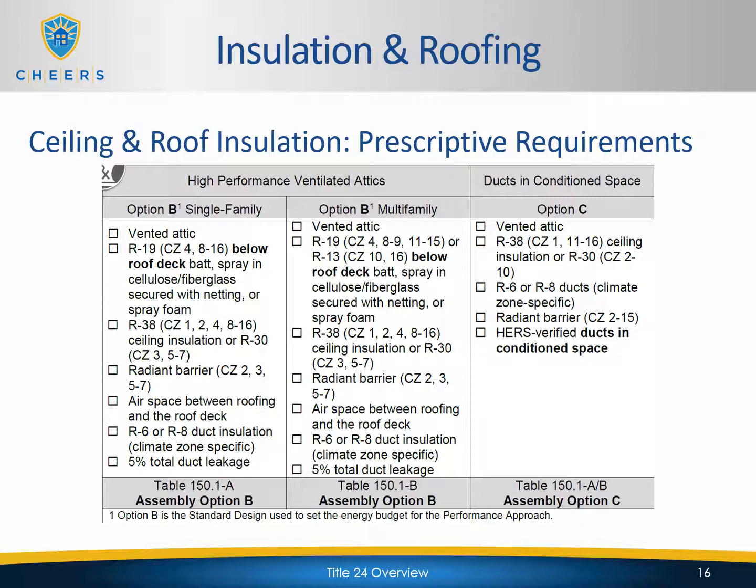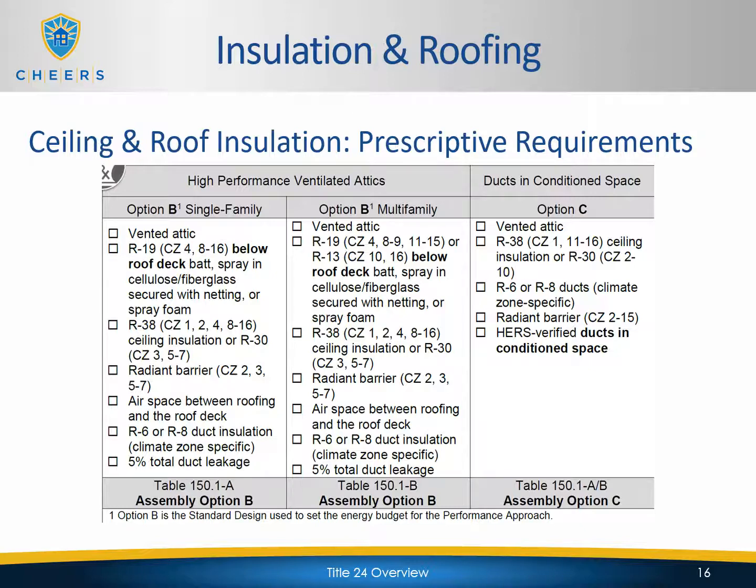We see something very similar on the multifamily side. Again, a ventilated attic, and then R19 in climate zones 4, 8, and 9, and then 11 through 15. Or if you're in climate zones 10 or 16, you can be R13. R38, climate zones 1, 2, 4, 8 through 16, and then R30 in 3 and 5 through 7. Radiant barrier in those climate zones that don't require below roof deck insulation, which is 2, 3, and 5 through 7. Again, we're going to have that airspace, R6 or R8 duct insulation, and 5% leakage.